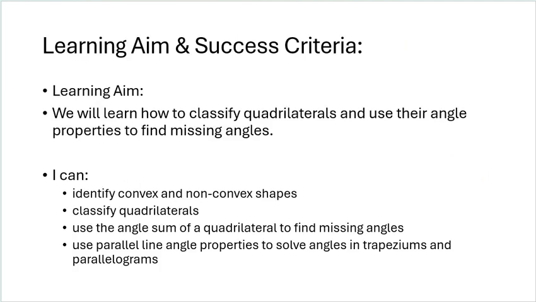All right. So the learning aim and success criteria. Today we will learn how to classify quadrilaterals and use their angle properties to find missing angles. Hopefully by the end of this video you can do the following. You can identify convex and non-convex shapes, classify quadrilaterals, use the angle sum of a quadrilateral to find missing angles. And finally, use parallel line angle properties to solve angles in trapeziums and parallelograms.